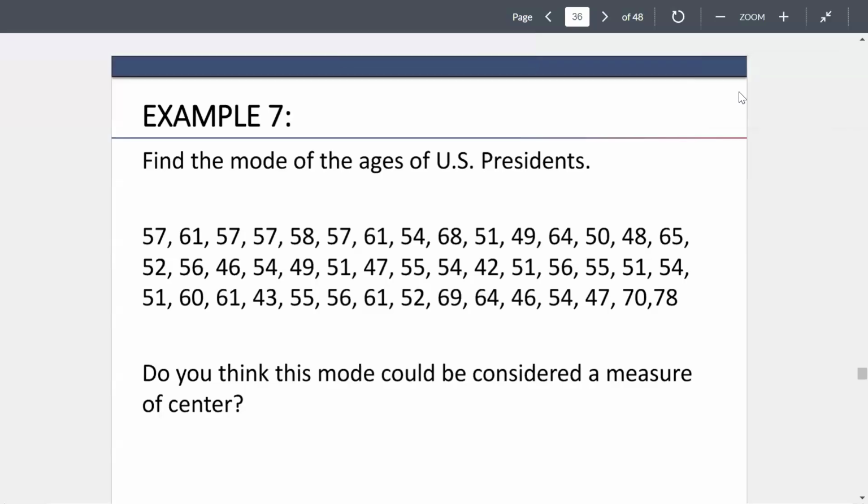Take a moment and go over that data again of the US presidents and their ages. We found the median, we found the mean. This time we're just going to find the mode and decide, do we think it actually looks like a measure of center? Is it in the center of my data?